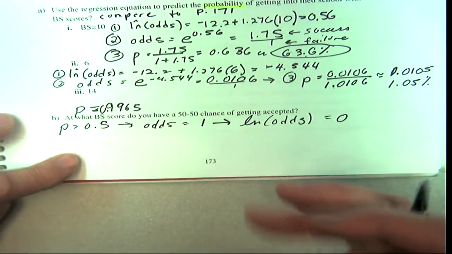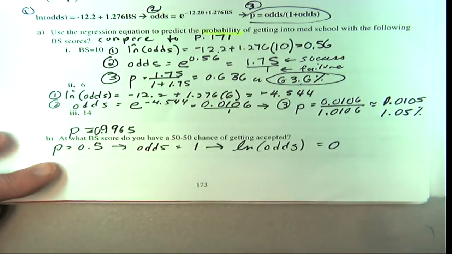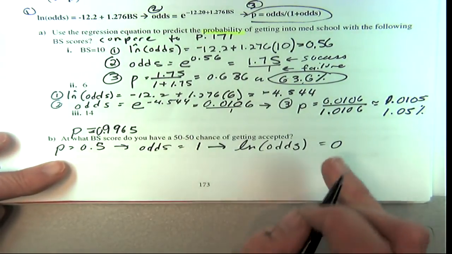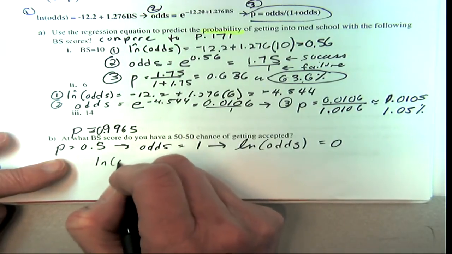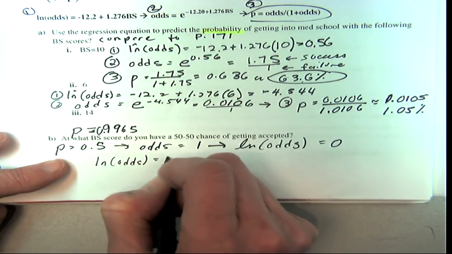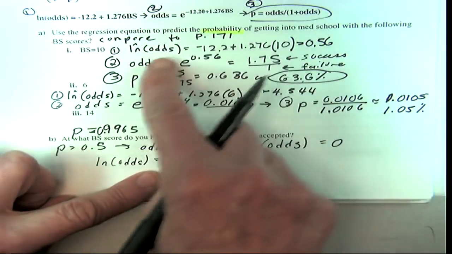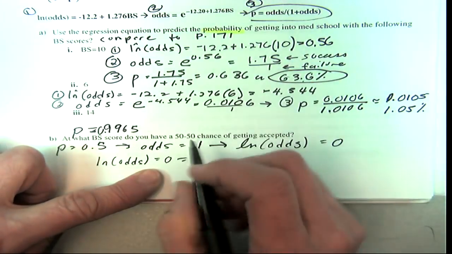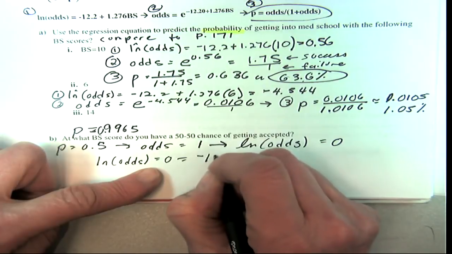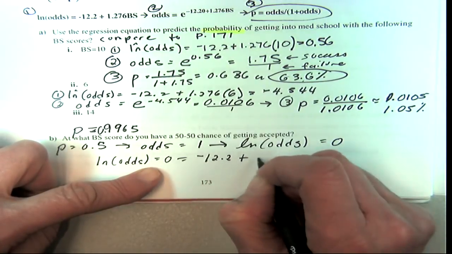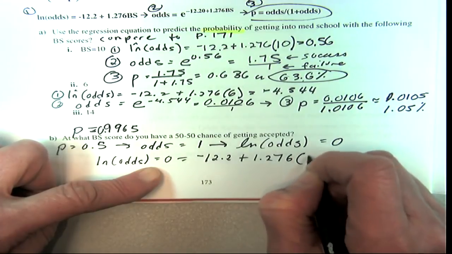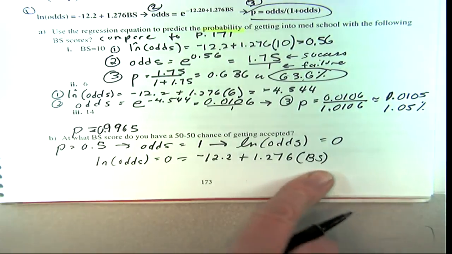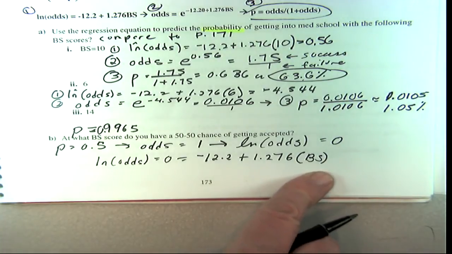So in our log odds equation, we could solve for what biological science score would give us a log odds of 0. So our log odds is equal to 0. So 0 is equal to, where's our equation? This right here. So that would be equal to negative 12.2 plus 1.276 times the biological science score. So we just solve for the biological science score, which would be what?